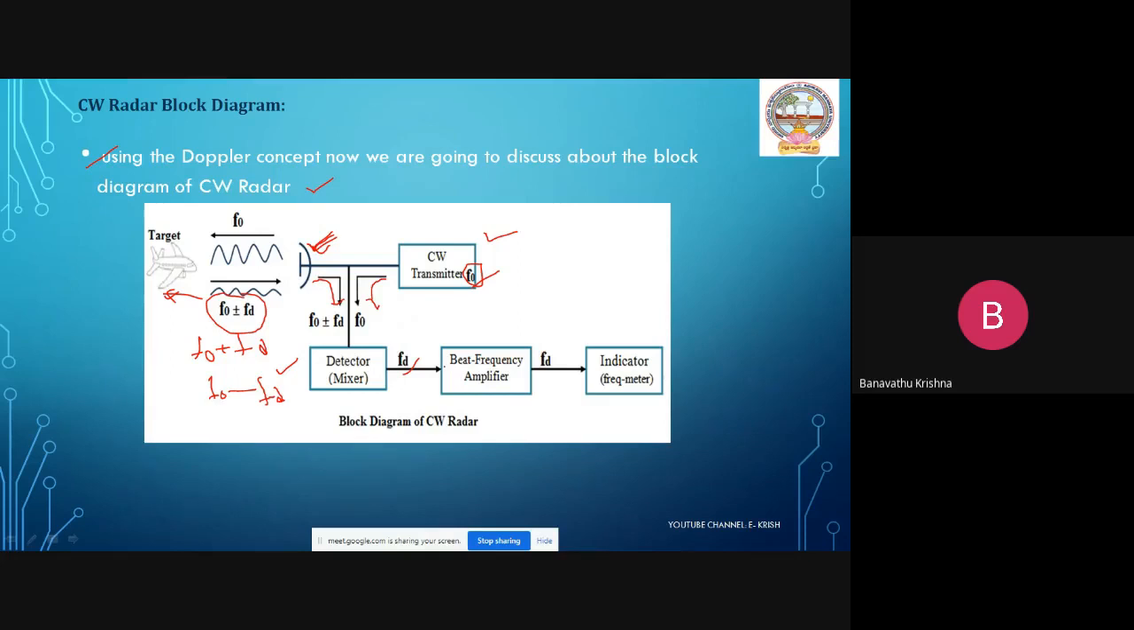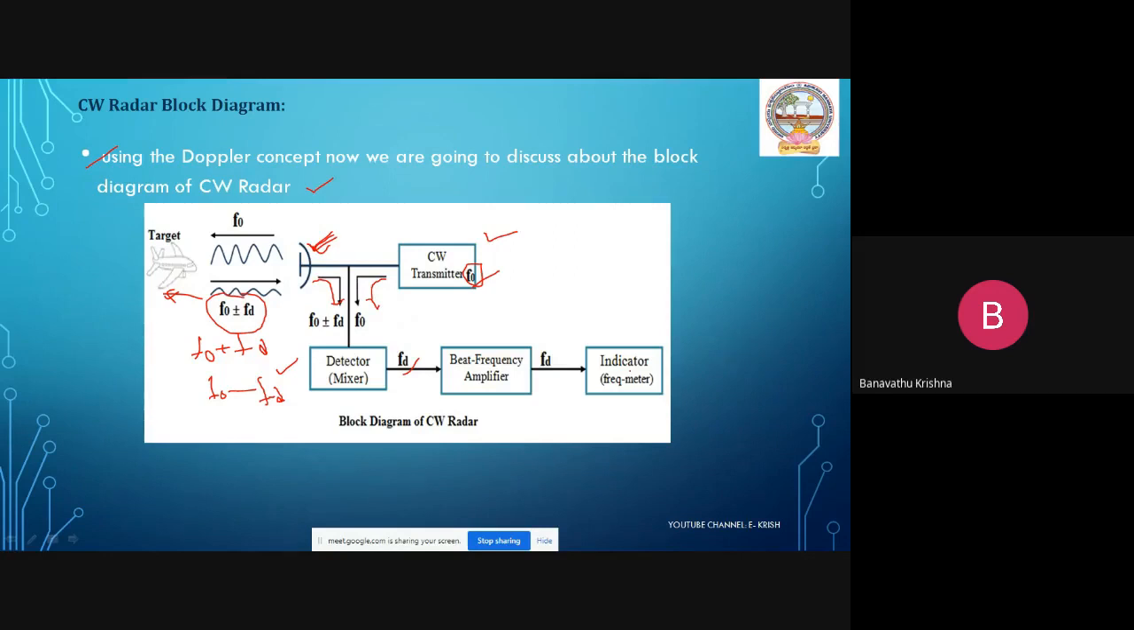Here the beat frequency amplifier is nothing but the Doppler amplifier. It eliminates the echoes from stationary targets like buildings, hills, and so on. Such stationary object signals are not required. So finally, the beat frequency amplifier generates the output as the Doppler frequency signal. This Doppler frequency signal is related to the moving target indication, and it is given to the input of the indicator here. It may be an earphone or frequency meter. Here fd is used to measure the relative velocity of the target.